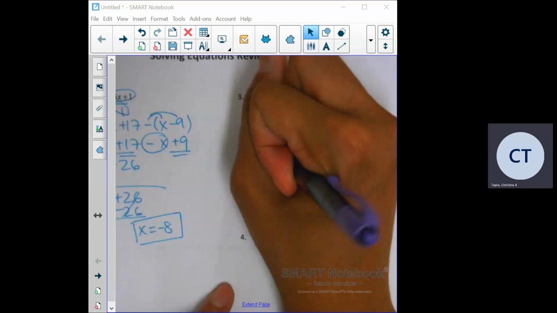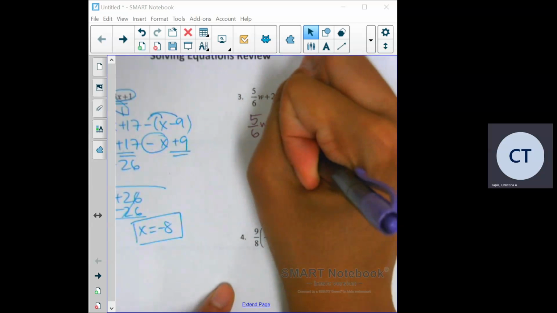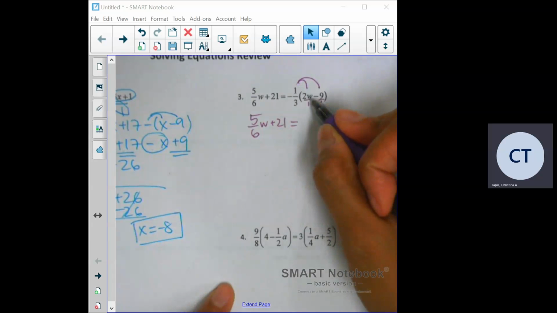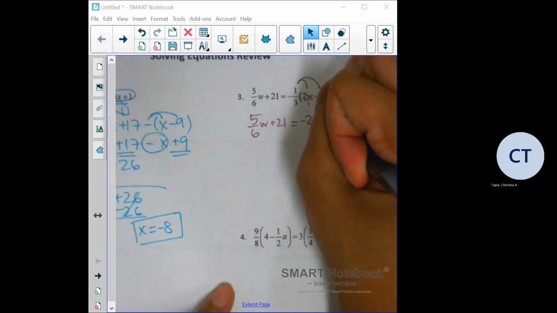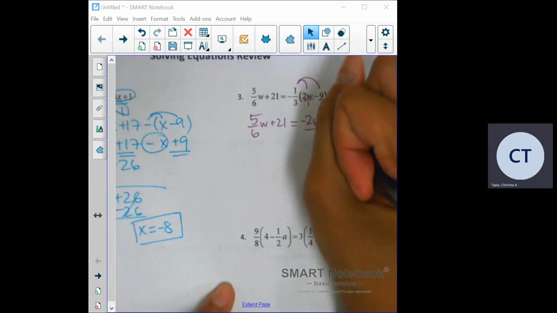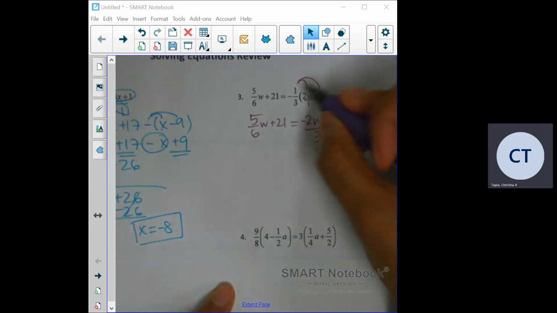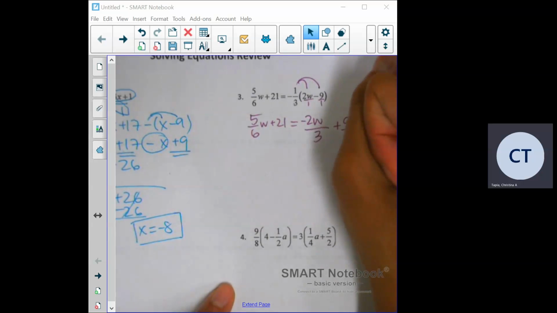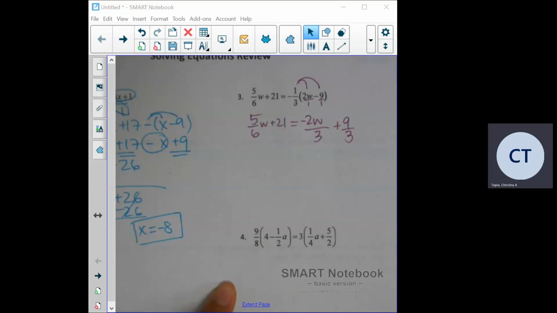So I'm going to rewrite this as 5 over 6w plus 21 equals negative 1/3 times 2w, multiply the numerators together, and multiply the denominators together. Same thing for the next one. Negative 1/3 times 9 is positive 9 over 3. But what's 9 over 3 reduced to? 3. So you don't have to put 9 over 3. I just put it in case you really didn't know.